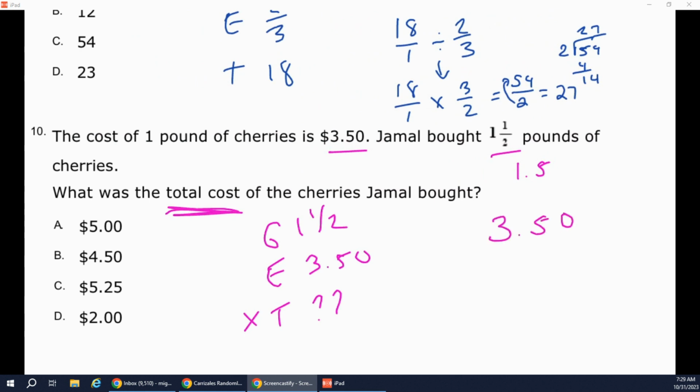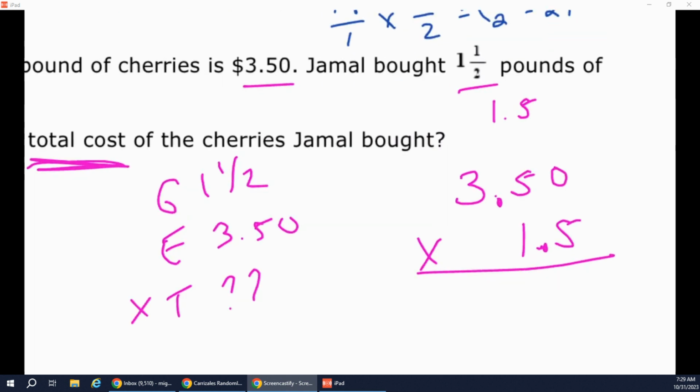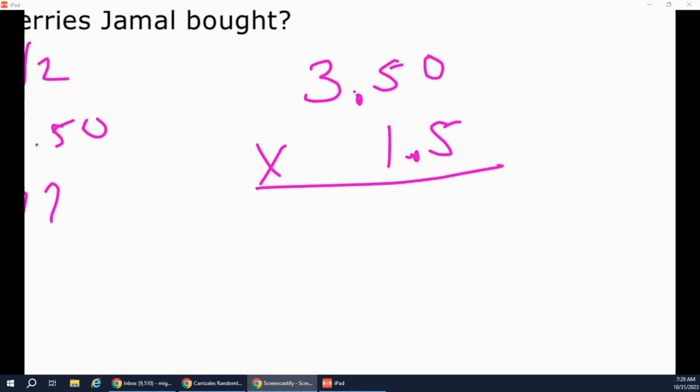$3.50 times 1.5. Again, when I multiply decimals, I don't line up my decimals. So 5 times 0 is 0. 5 times 5 is 25, create a 2. 5 times 3 is 15, 16, 17.